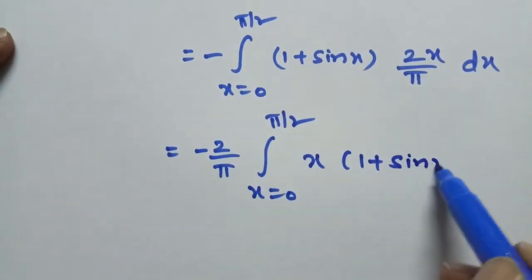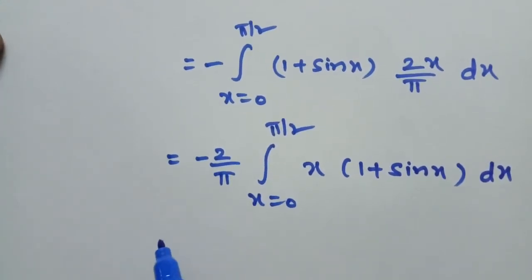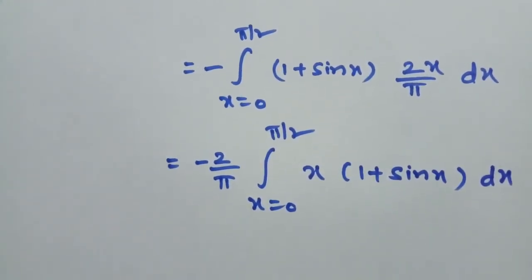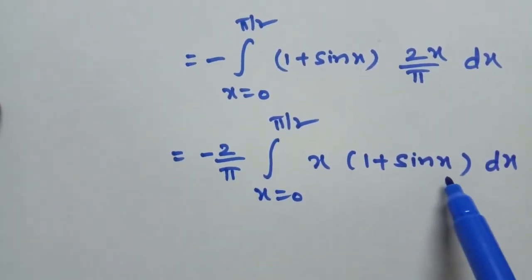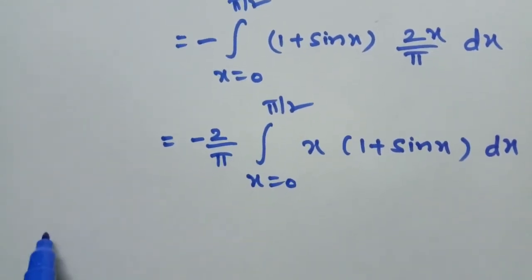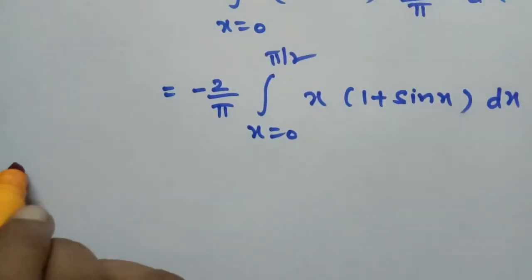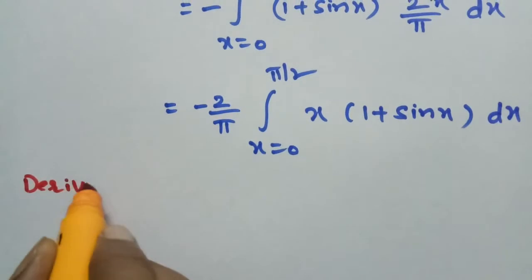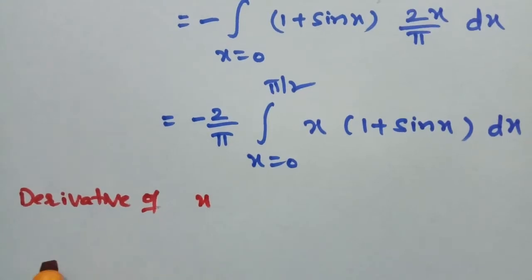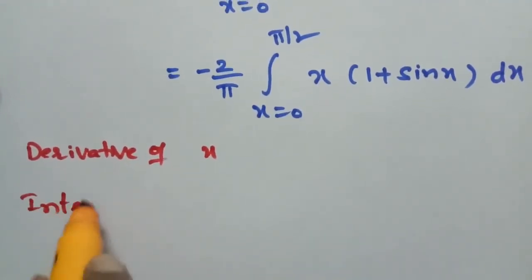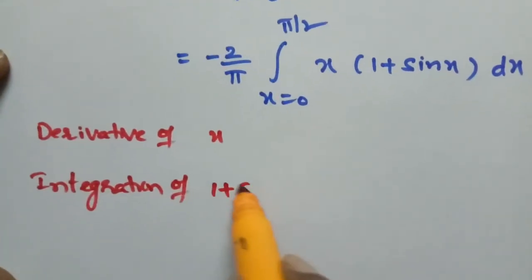As per the ILATE rule, we are writing x into 1 plus sin x. Algebra first, trigonometry next. This is of the form f of x into g of x. Therefore, integration by parts. Here we can apply Sharamar's method. First, derivative of f of x, that is x, and integration of g of x, integration of 1 plus sin x.